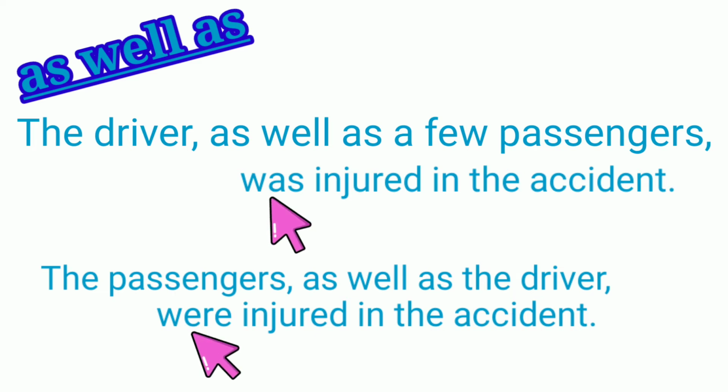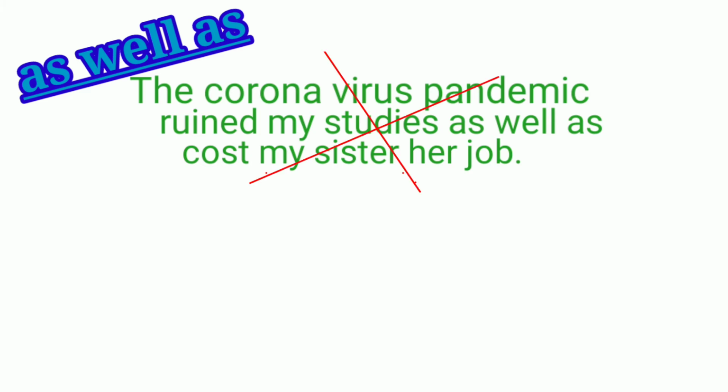Now another point to remember about the use of as well as. Look at this sentence. It is not correct. It is a wrong sentence. Could you find out what's wrong with this sentence? The coronavirus pandemic ruined my studies as well as cost my sister her job. Well, the point we should remember here is that when we use a verb after as well as, it should be in the ing form.